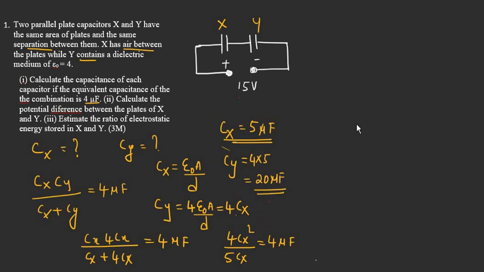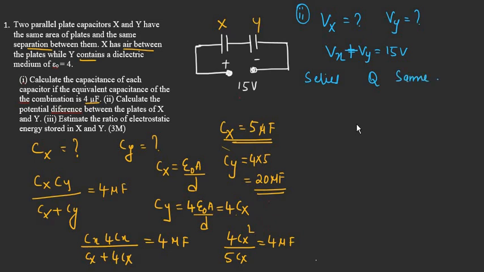Now for the second part, we need to find the potential difference between the plates of X and Y. So we need to find out Vx, and we need to find Vy also. What is the total potential difference across the series combination of capacitors? It is 15 volts. So that is Vx plus Vy will be equal to 15 volts. So since it is a series combination, what we can say about the potential difference? That will be different for each capacitor, but charge flowing across the capacitor will be the same.